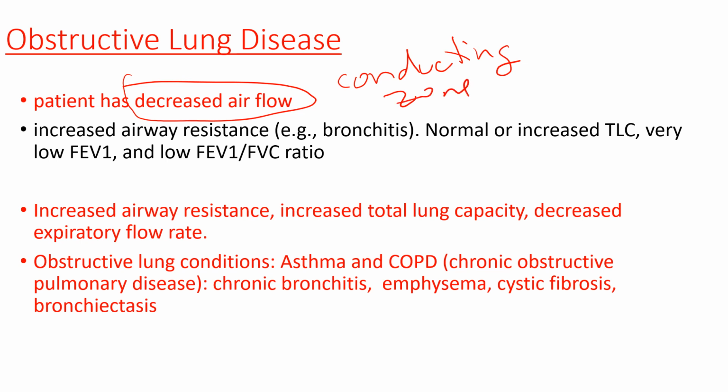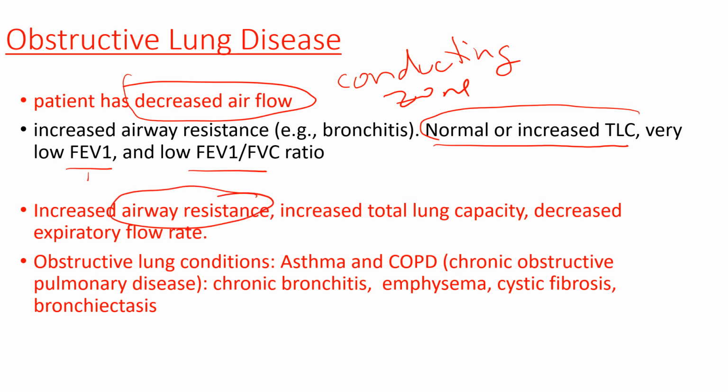So the TLC, the lungs themselves may be able to hold as much volume as before. It's the movement of the air in and out through the conducting zone that is being compromised. There will be a low FEV1, so in the first second you are not going to be able to expel as much air as normal, because again, there's something wrong with the tubes. So that will give you a low FEV1 FVC ratio. There is an increased airway resistance.